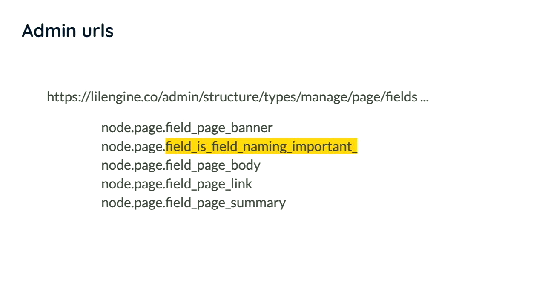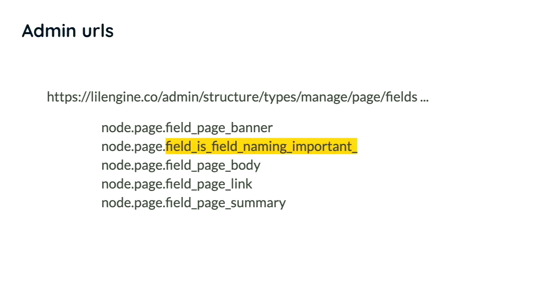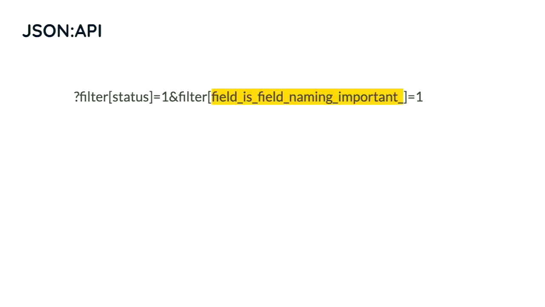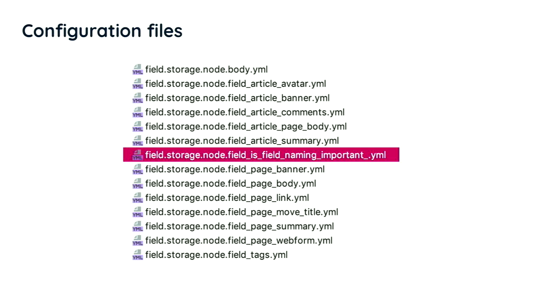It's affecting all of my admin URLs. My admin URLs are going to have these very long, ungainly names that I can't predict. I can't go to field page body and then predict that the other one's going to be called something else. I can't remember it. All of my exported configuration is going to be named that. So if I'm looking at my code in Git and comparing it, that decision that person made when they created a field is affecting those files.